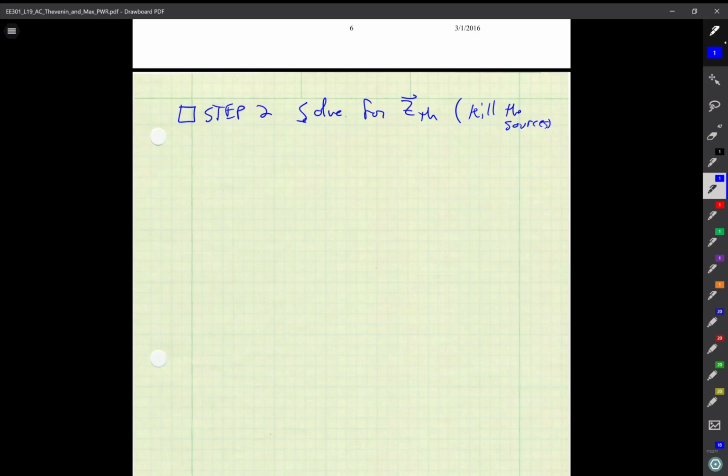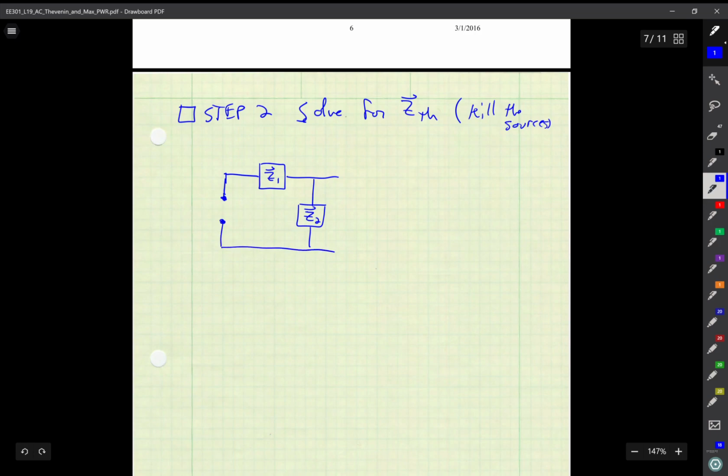So I'm going to redraw my circuit, and I'll come back to where my source is. Here's Z1. Dropping down here is Z2. Dropping across here, whoops, I labeled this wrong. This is Z3. This is Z2. And this is Z4 here.